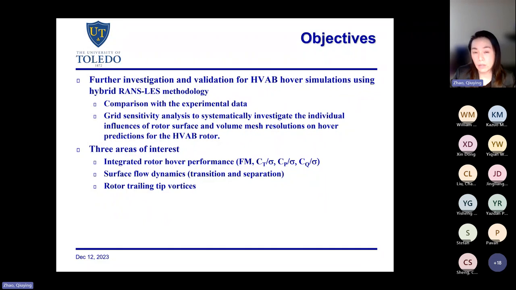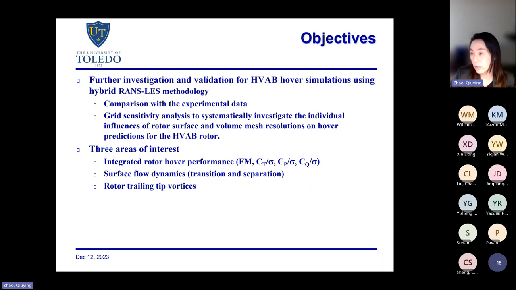But instead of using the RANS solver, we use the hybrid RANS/LES method, mainly based on the SA turbulence model. We are going to compare our simulated results with the experimental or wind tunnel data. Another objective is to perform the grid sensitivity analysis in order to identify the individual influence of the viscous surface and volume mesh resolutions on the hover simulation predictions for this rotor. And we are interested in those three areas.